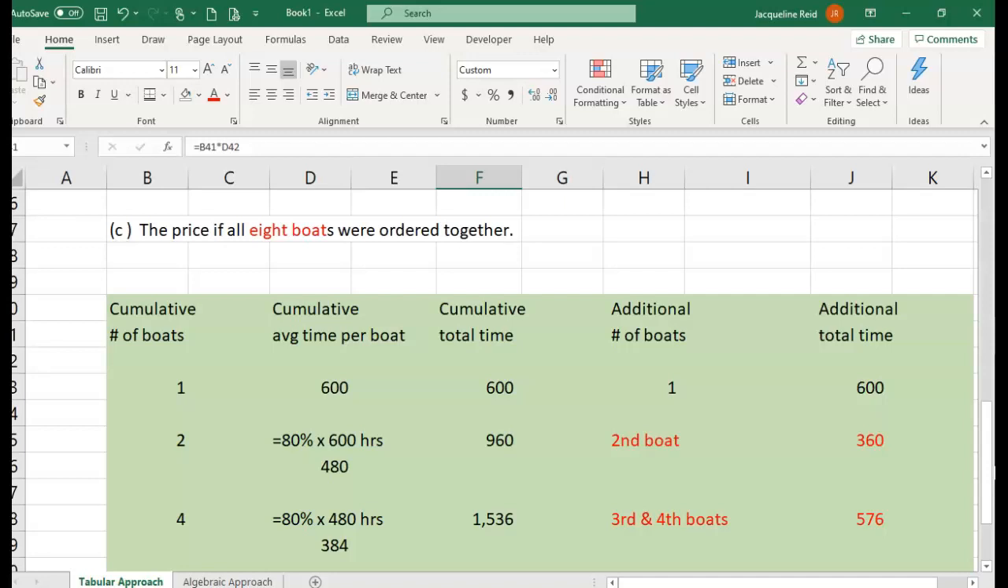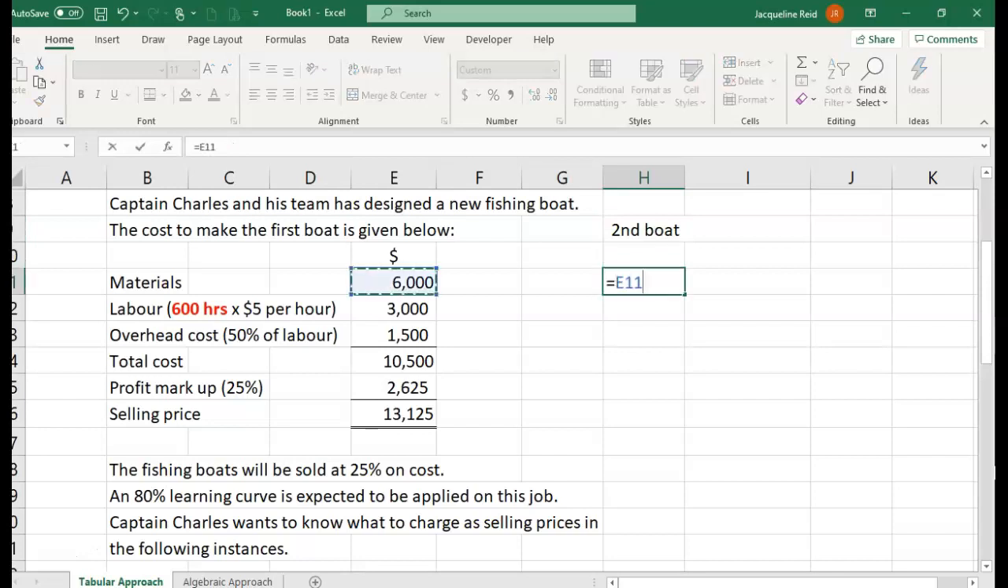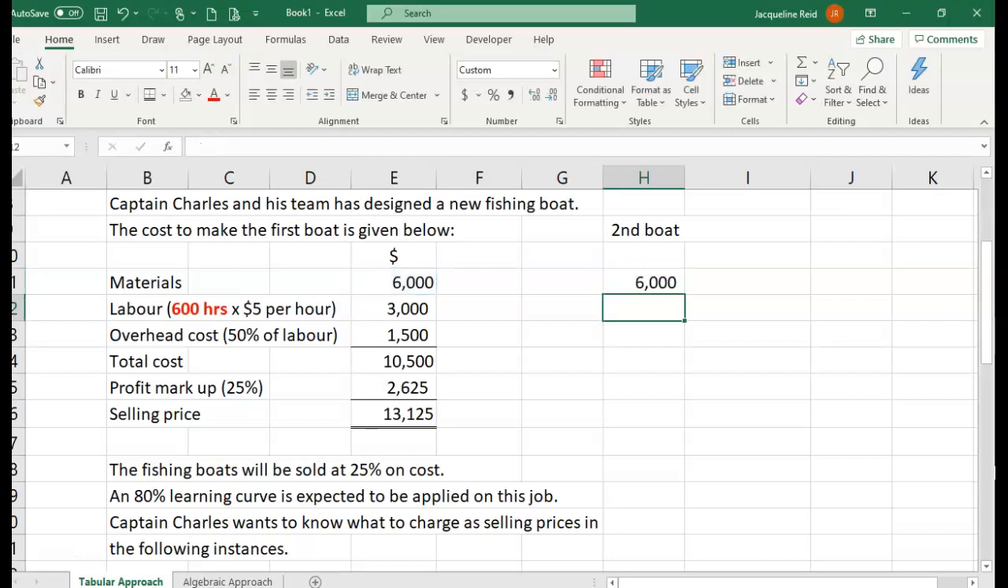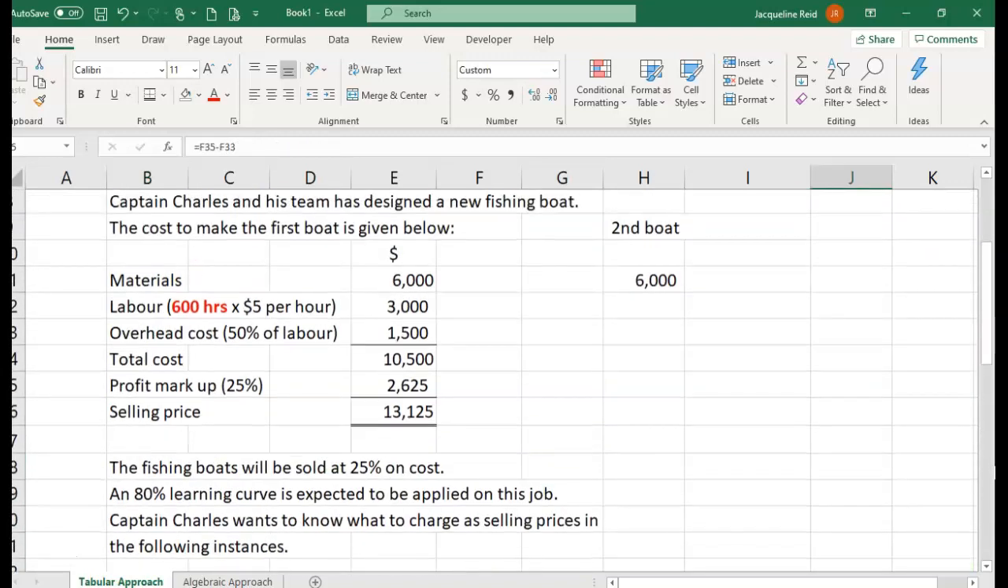Now remember, now we're only making 1 extra boat. So the material cost will be 6,000 still. So let's label it the second boat and put our calculations up here. So for the second boat, it's just 1 boat. So it's going to take $6,000, just like the first boat. But where the difference comes in is the labor cost. It's still $5 per hour, but the second boat, rather than taking 600 hours, is going to take 360 hours.